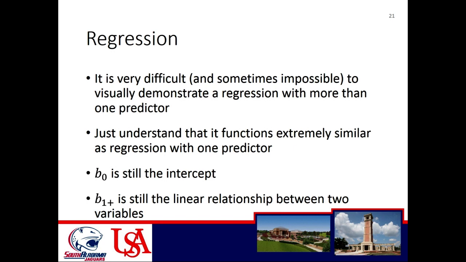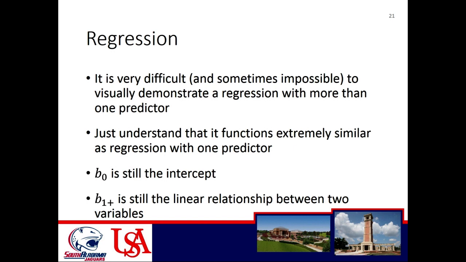So if you're not understanding how regression explains these relationships, how regression depicts the relationship between a predictor and an outcome, go back and watch the prior lecture video for the prior week. However, you should understand that it functions extremely similarly to a regression with one predictor. The underlying math, the underlying equations, and conceptually, it's very similar to regression with one predictor.